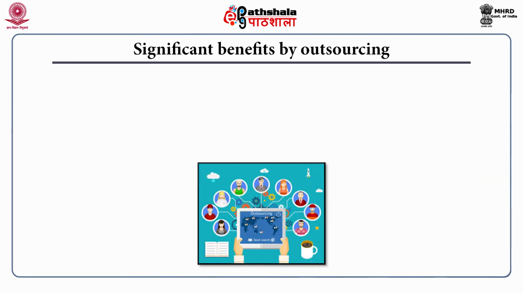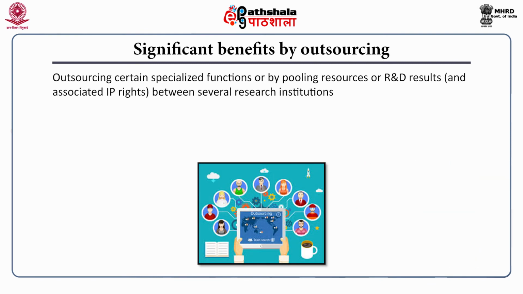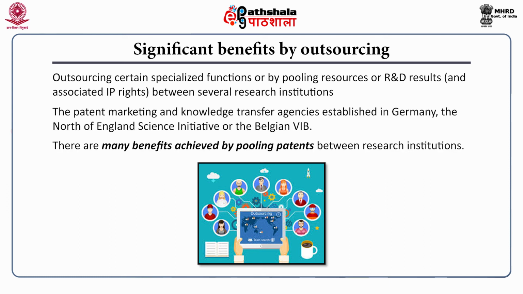Significant benefits by outsourcing: pooling resources or outsourcing between research organizations has several advantages. The patent marketing and knowledge transfer agencies established in Germany are an example of pooling resources between knowledge transfer offices. Pooling resources also helps in creating information for intellectual property, which is a new and creative thing for private sectors. It further leads to a strong bond between knowledge transfer offices.